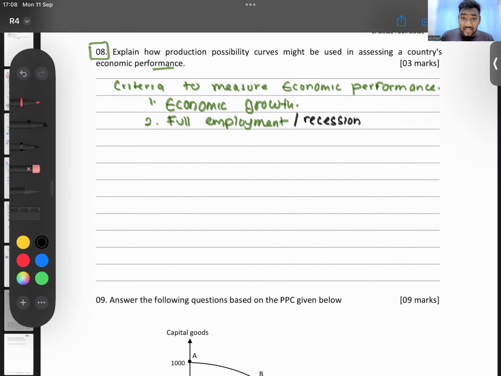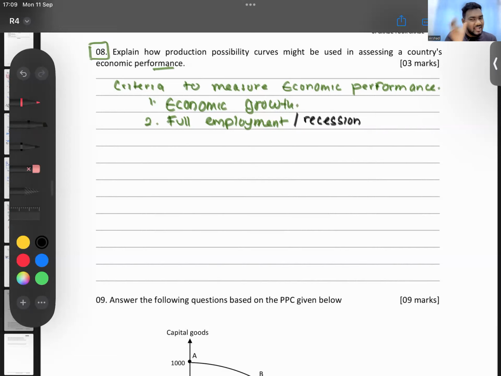So you can say a country's economic performance can be measured using several criteria, some of which are the economic growth of a country, the extent to which the country has been able to use all of its resources and produce goods, in other words, if the economy has achieved full employment. That's a small introductory paragraph. Then you can say a PPC can help illustrate this in the following manner.